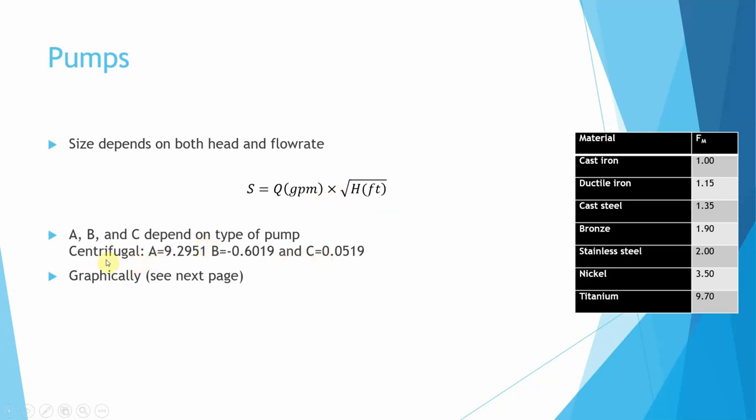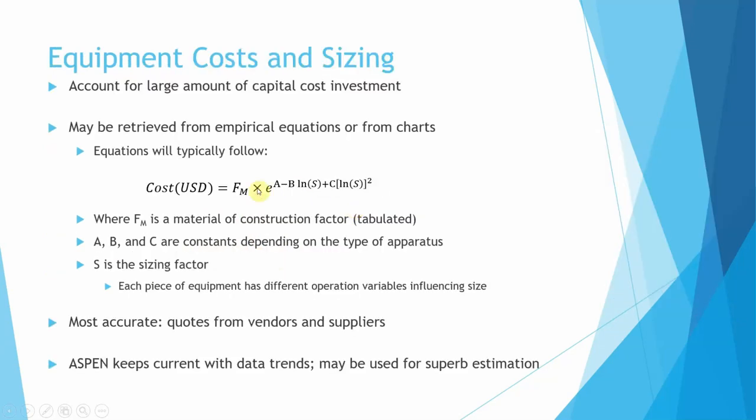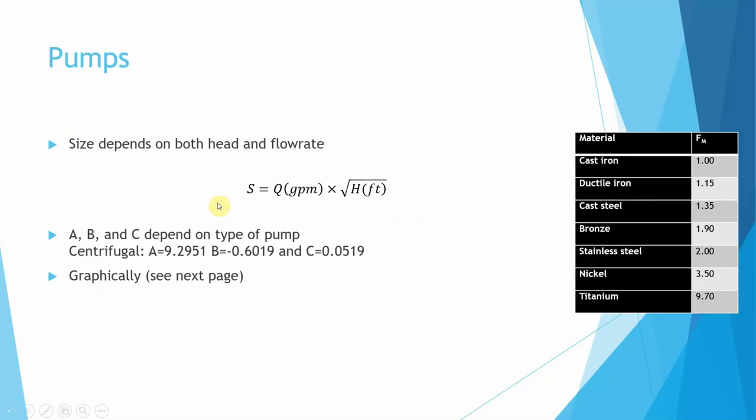You can look up what it would be for other types of pumps as well. If I put in these three values, noting this is a negative here, and I know the flow rate of my pump and the head and everything like that, I can calculate its cost this way. So that's one way of doing that.